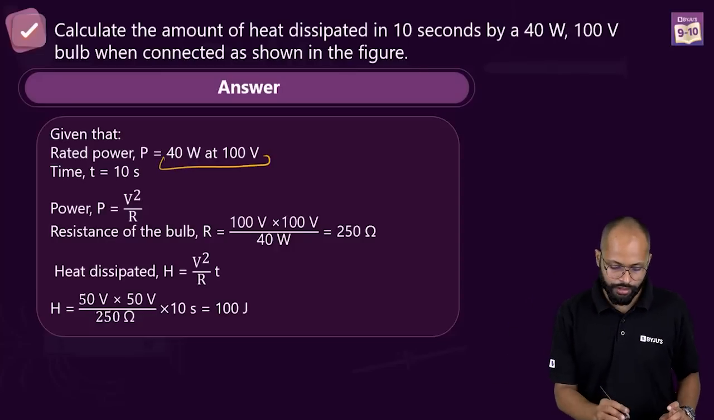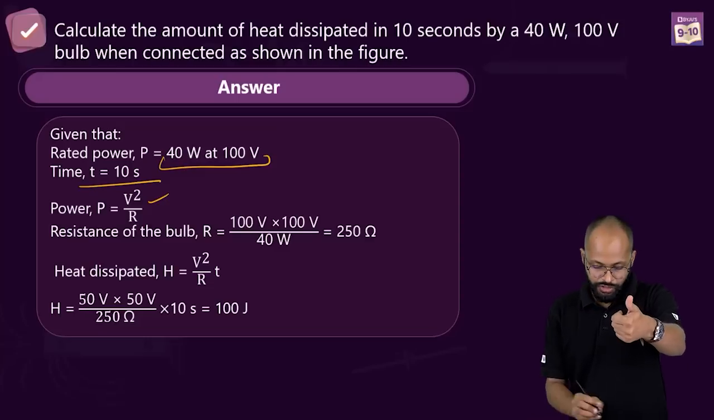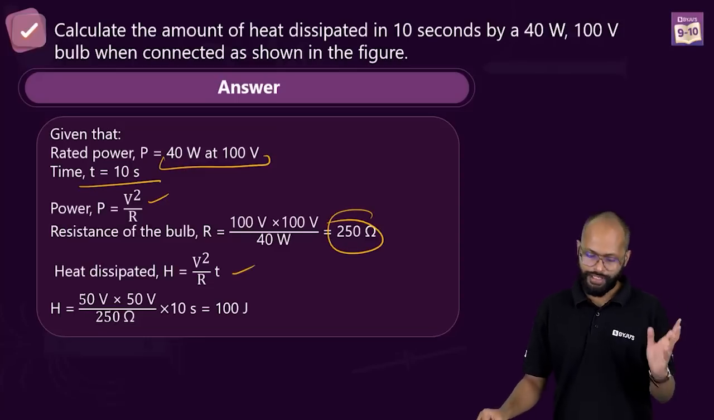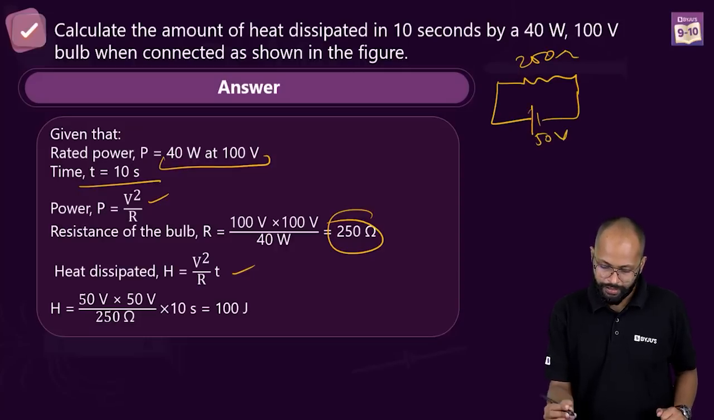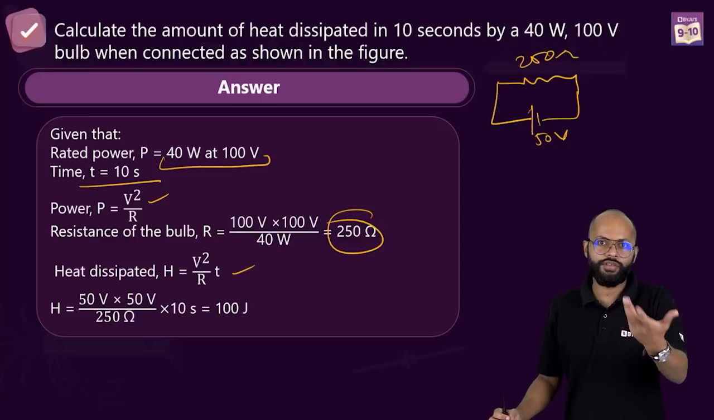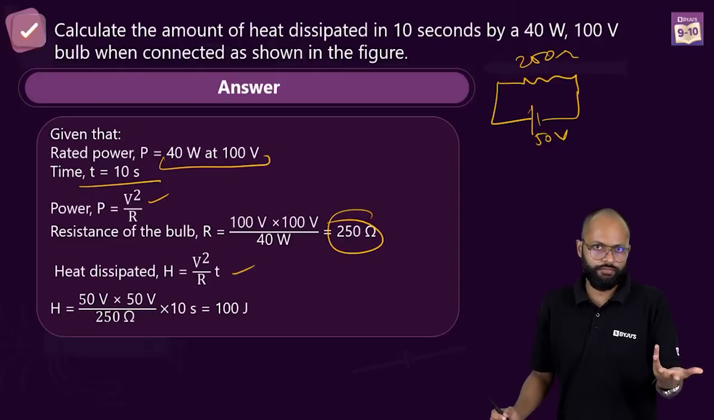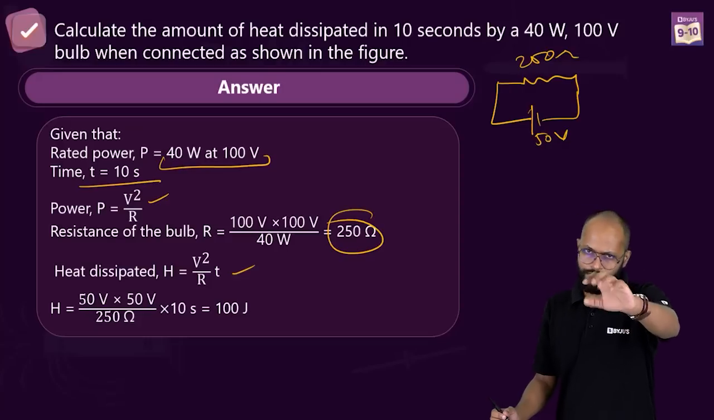Power rating is 40 watt, 100 volts. Time is 10 seconds. The power formula is V square upon R. Find the resistance, get it at 250 ohms, and then find the heat dissipated. Right? Now the circuit is simple. It's like a 250 ohm resistance, and the voltage supply is how much? 50 volts. And if I had given you this question and asked you how much is the heat dissipated in 10 seconds, you wouldn't have taken time. Simple. But the power rating was something which was getting you confused, right? Find the resistance. That's it.